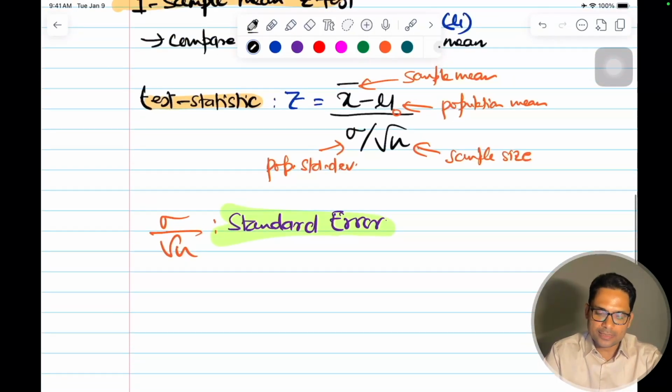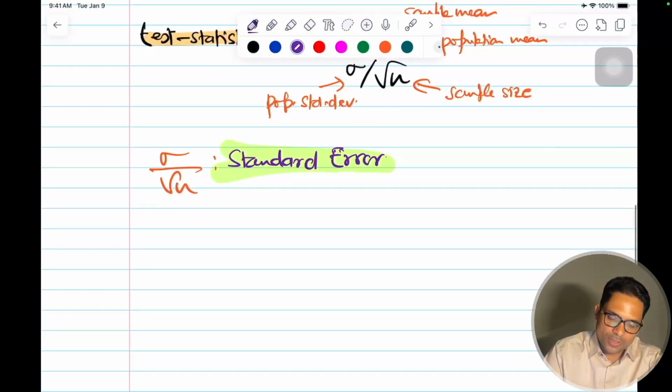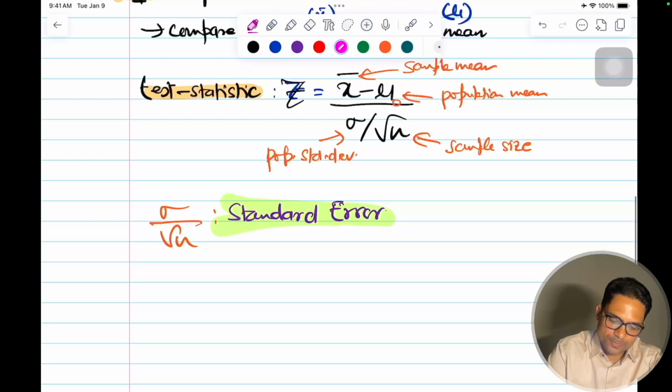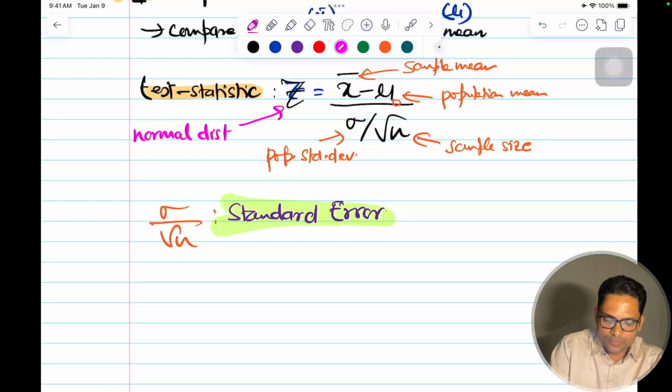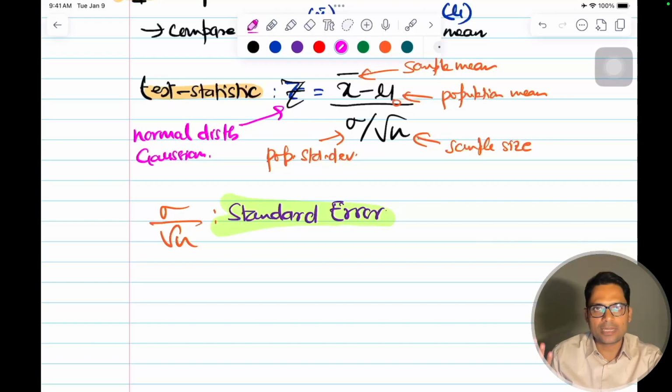So this z statistic will follow some distribution. It follows a normal distribution. That's where the z score comes from. We'll write that also. So the underlying distribution is normal or Gaussian distribution, like a standard bell shape curve.